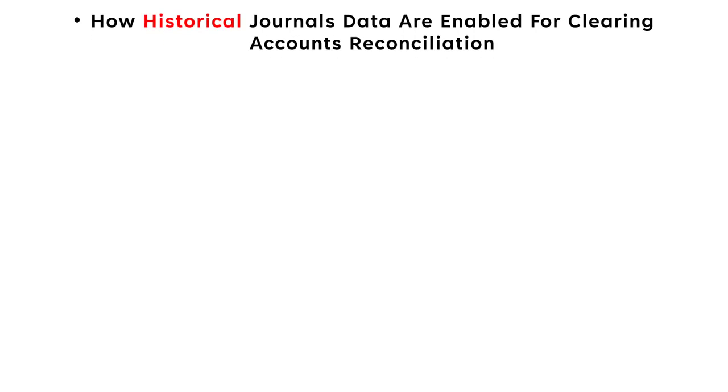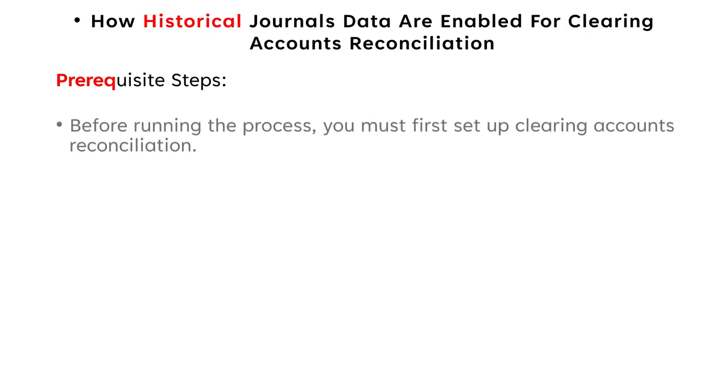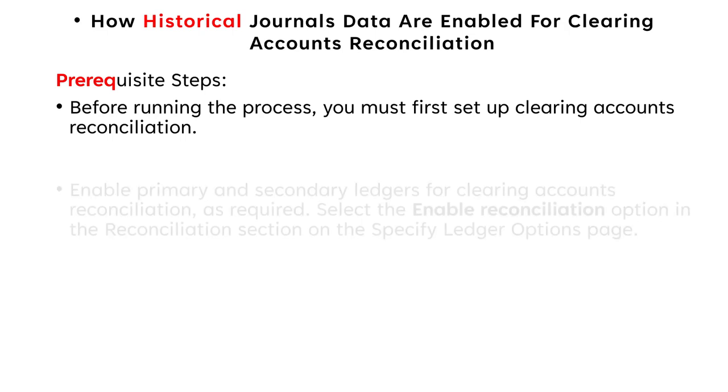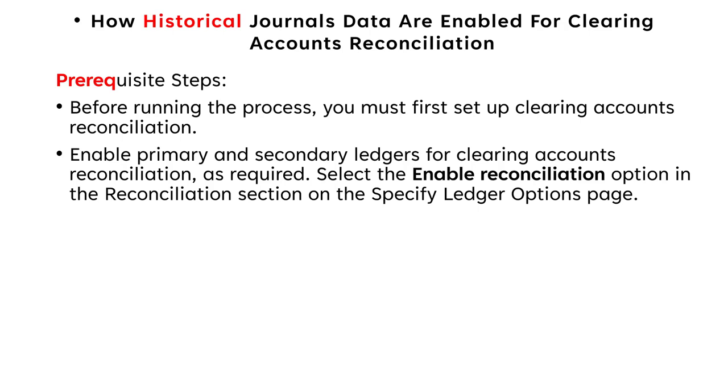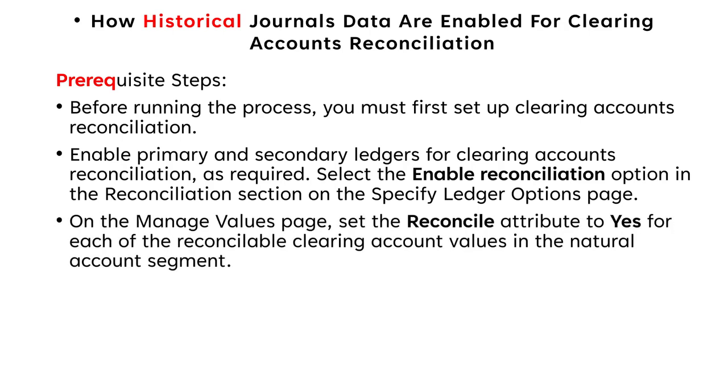How are historical journal data enabled for clearing account reconciliation? Before running the process, you must first set up clearing account reconciliation, enable primary and secondary ledger for clearing account reconciliation, and again select reconciliation options, and set the reconcile attributes. The Enable Journal Lines for Clearing Account Reconciliation process prepares historical journal lines for reconciliation. You must run the process if you decide to reconcile existing clearing account journal lines that are already posted and that don't include reconciliation reference information, and you hadn't enabled clearing account reconciliation for the ledger and the natural account segment values at the time those journals were posted.